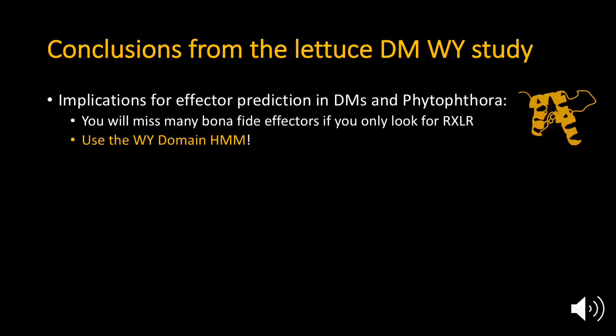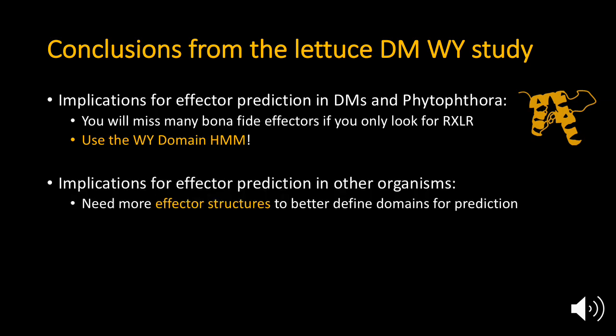So the main conclusion from the WY study is that there are functional effectors in downy mildews that have WY motifs and that don't have RXLR motifs. So if you only look for the RXLR, you're going to miss out on a lot of real effectors. All these results are published on bioRxiv right now, so if you want to learn more, you can look that paper up. Also, the WY HMM is very easy to use in the program. The software is very nice. So if anybody wants to use it, I'm happy to send you the HMM and give you instructions for running it.